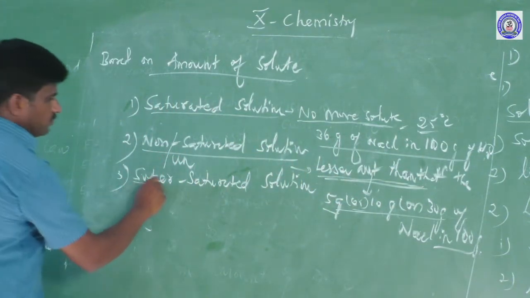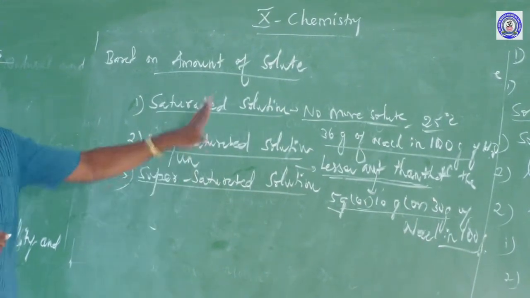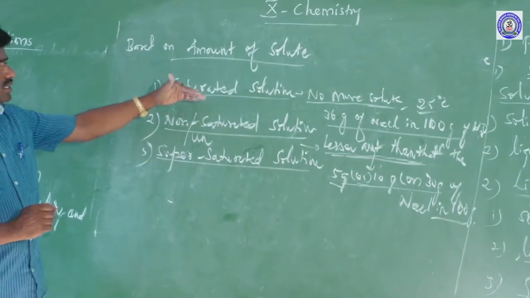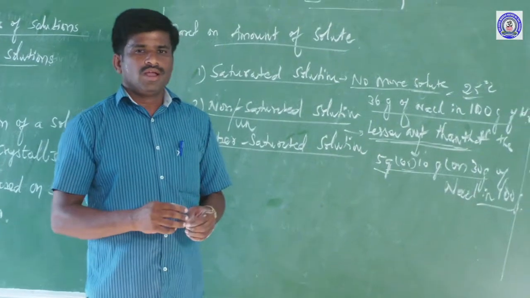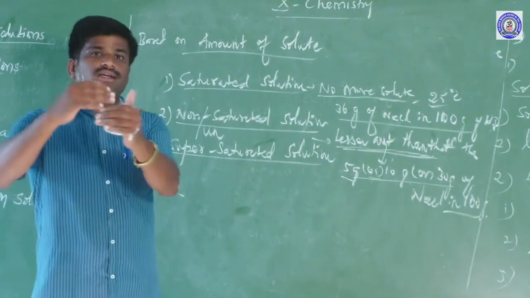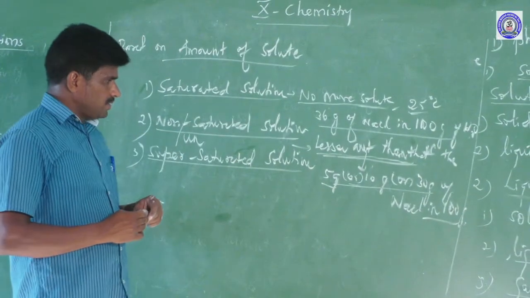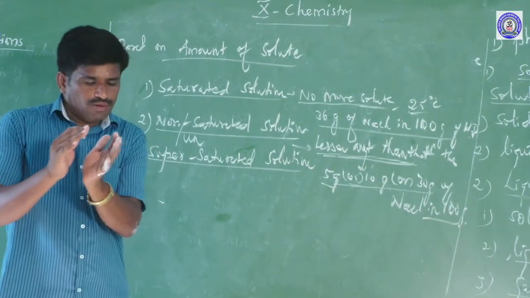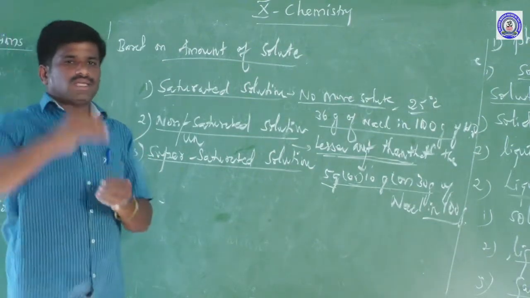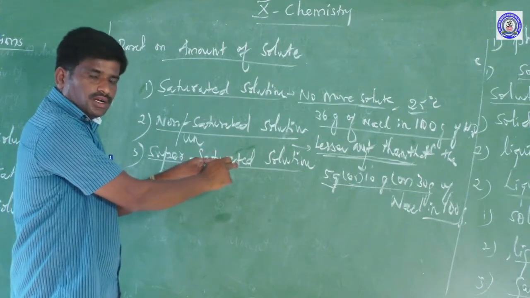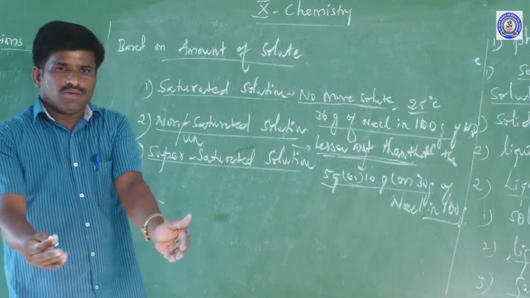We go for the next one. What is the final classification? This is supersaturated solutions. Let's go to the definition. In a supersaturated solution, there is more solute than that of the saturation. Less solute is unsaturated; at the saturation point, what we add gives a saturated solution. More solute than that of the saturation is called supersaturated. This is also for a definite amount of solvent at a definite temperature.